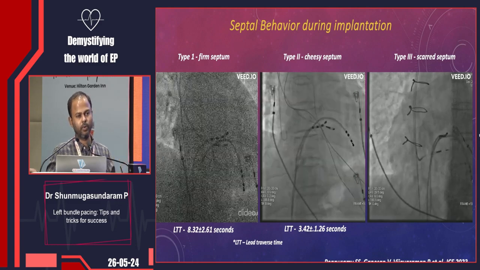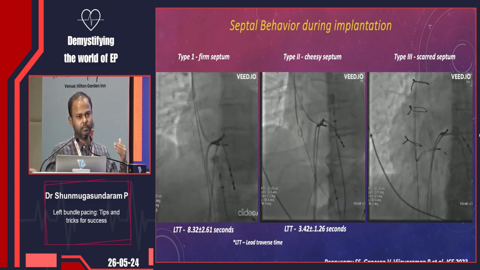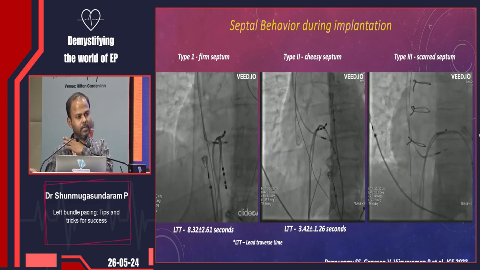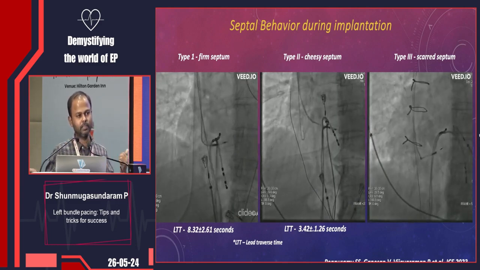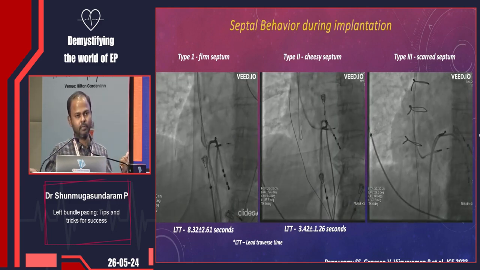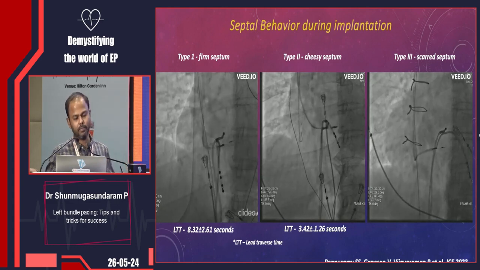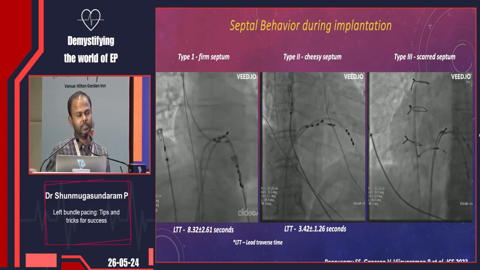It's something like a screwdriver effect. And this holds better inside the ventricular septum, and the long-term stability of the lead is much, much better. And fortunately, this is the most common type of septum we encountered. And type 2 is a cheesy septum.